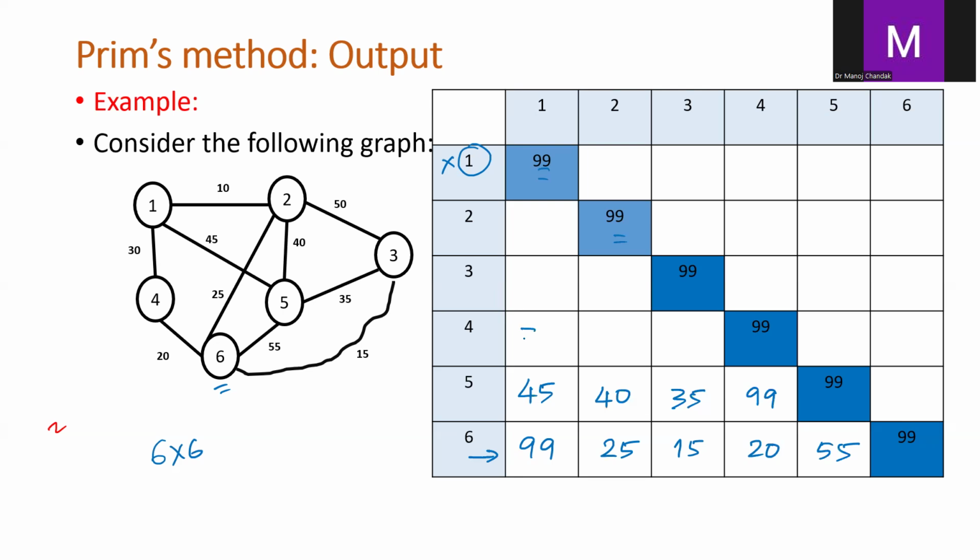Then take vertex 4. Again 4 connected with 1, 30. Not connected with 2 and also not connected with 3. Then take 3. 3 is not connected to 1, so 99. But 3 is connected to 2, so 50. Then take 2. 2 is connected to 1. In this way, quickly you will be able to convert this graph into a matrix, and this matrix is called a lower triangular matrix.